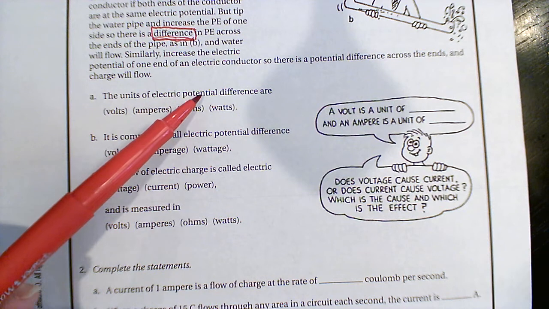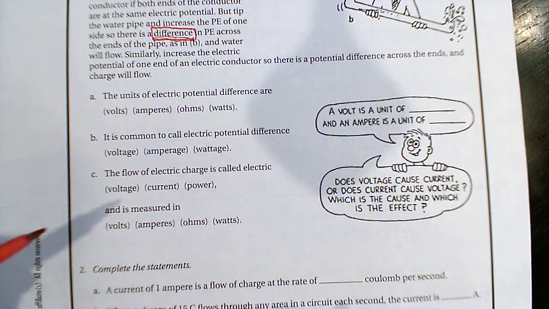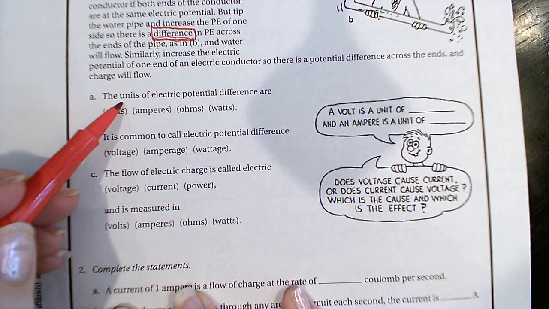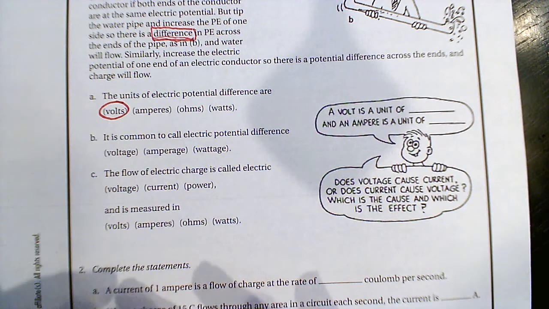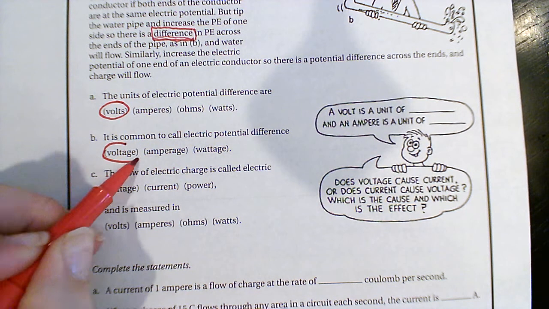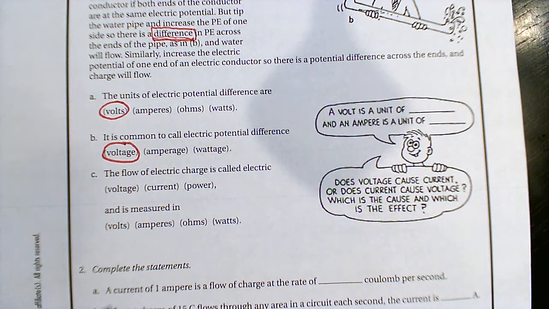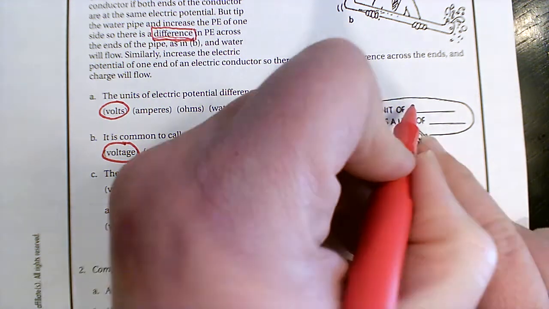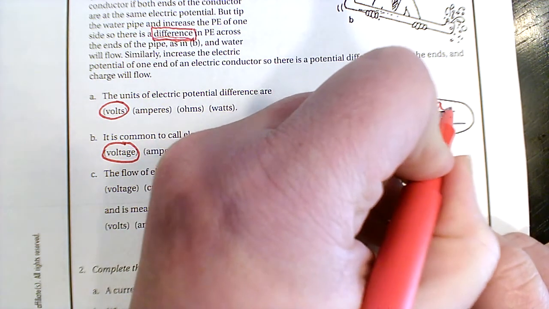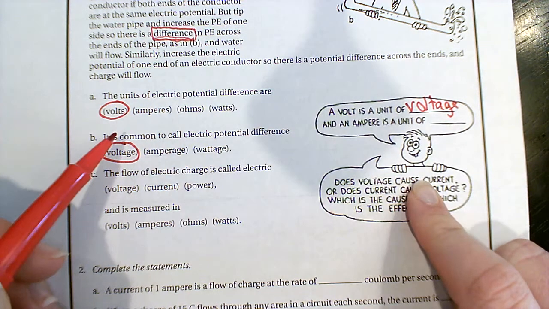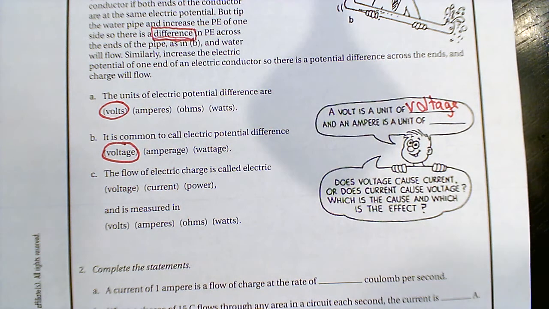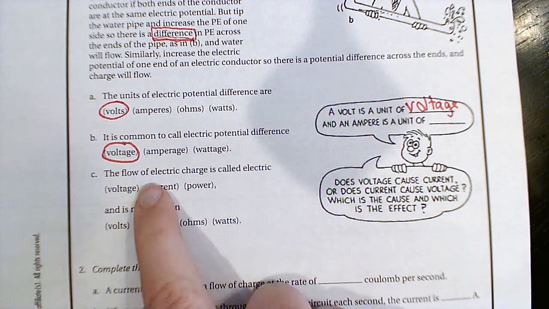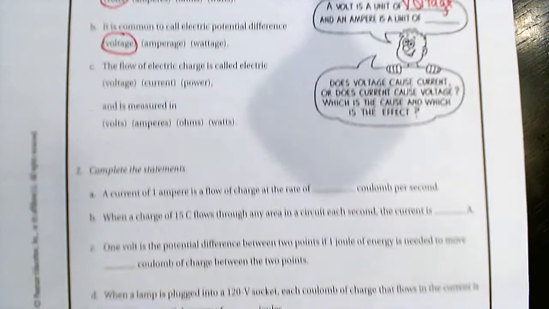So the unit of electric potential difference. The difference in potential energy is measured in volts. That's our unit. And when we're talking about what volts measure, they measure voltage. It's kind of weird. A volt is a measure of voltage. We just basically took what we said over here and put it in our little cartoon. All right, so I'm going to skip those two, try to do that one, and figure out that blank.